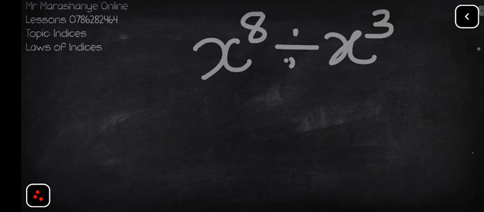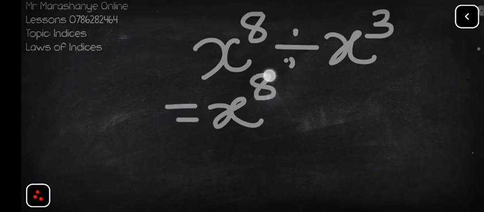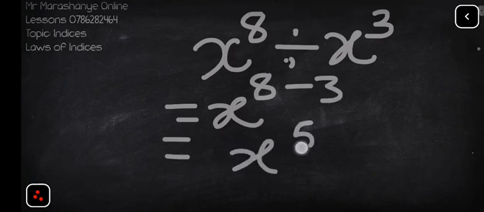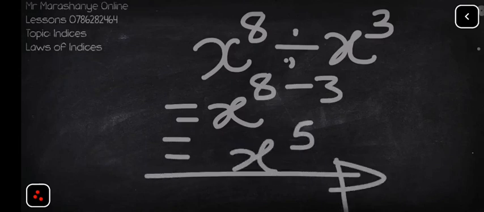What about this one? Division of numbers in indices means subtraction of powers. So multiplication means addition of powers, but division of numbers in indices means subtraction of powers. So I'm going to say x to the power of 8 minus 3. Then our final answer will be x to the power of 5, like this. Okay, I think you are assisted.